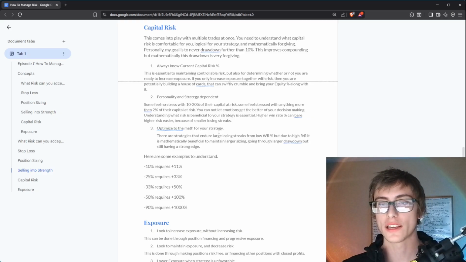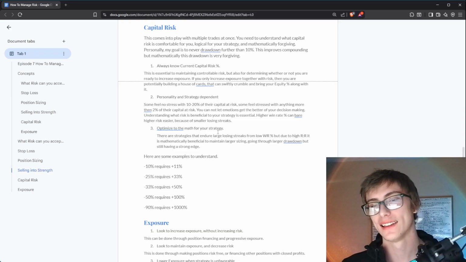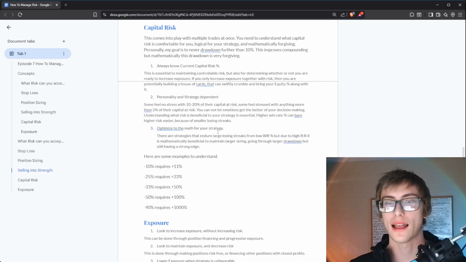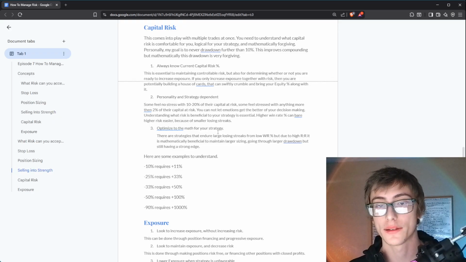If you only increase exposure together with risk, you're potentially building a house of cards, right? Almost like a Ponzi scheme on your portfolio. It's a bad example, but I hope the analogy gets across. It can swiftly crumble and bring your entire equity percentage along with it.